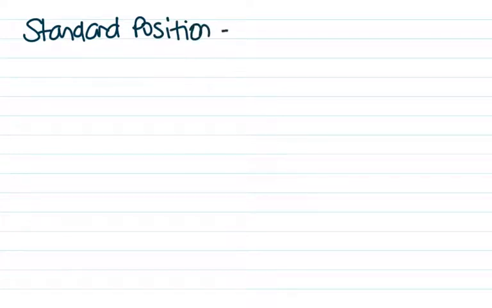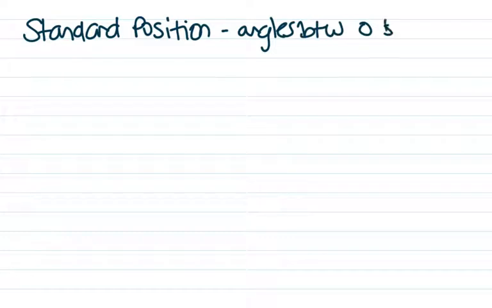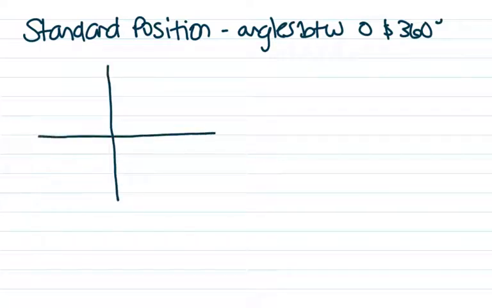The next thing we talked about was standard position. So that's referring to angles between 0 and 360. So if I have this little coordinate plane, then I have the CAST rule, so CAST, which tells me which trig ratio is positive in which quadrant.